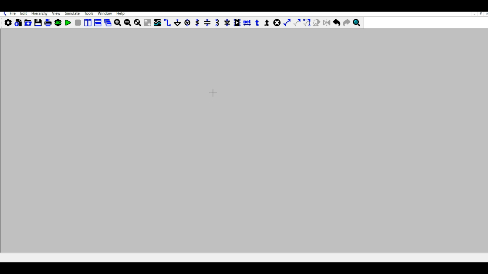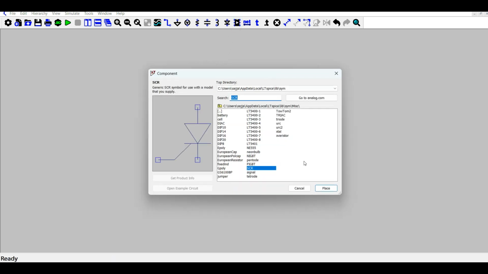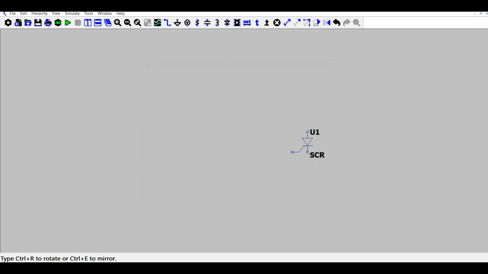Hello everyone. Today we are going to simulate a half-wave controlled rectifier using thyristors on the LTSpice. Let's start creating the circuit diagram. So let's place an SCR.